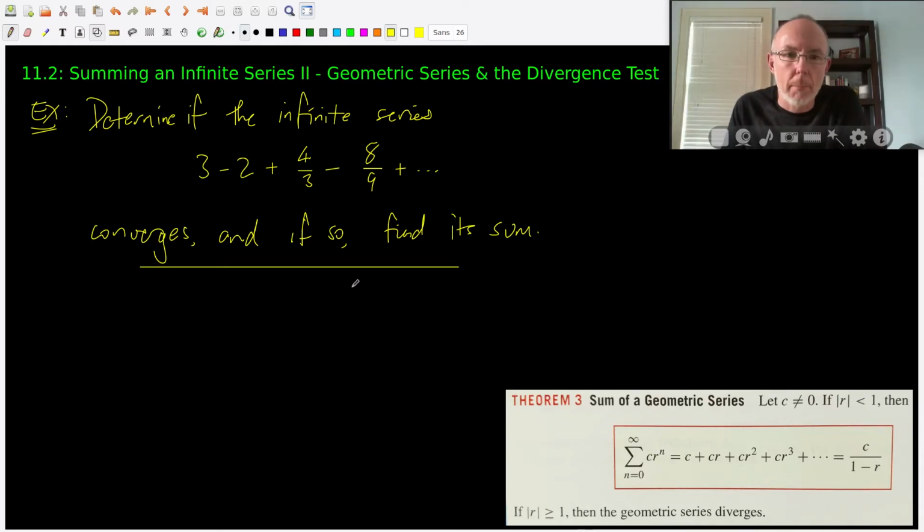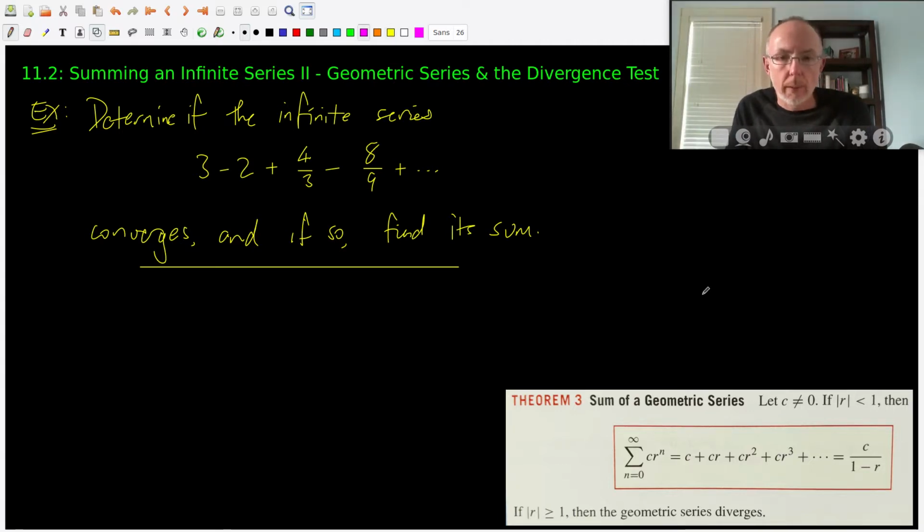Hey everyone, we're back. It's time to talk some more about these infinite series that we introduced last time. Weren't they great? We introduced the idea of adding up the terms in an infinite sequence to create what we call an infinite series. And then our job is to determine whether that series converges or diverges. So here's an example to get us going.